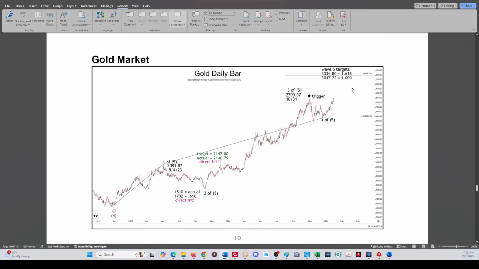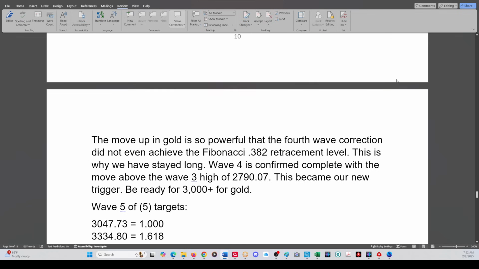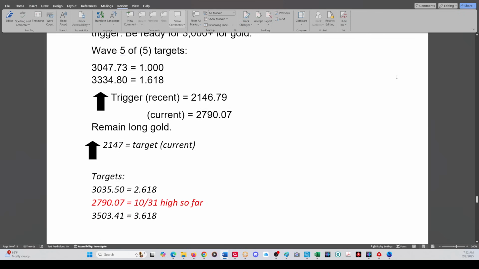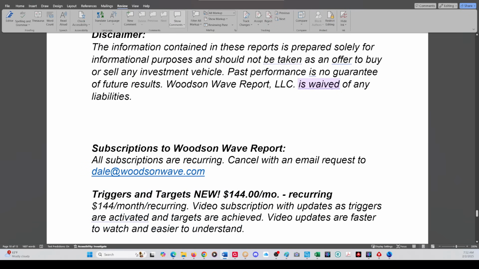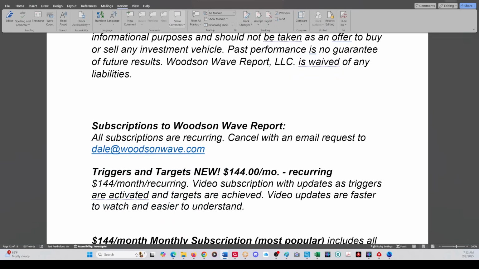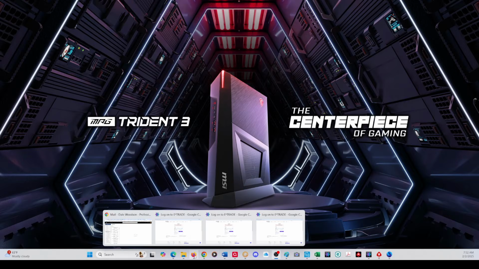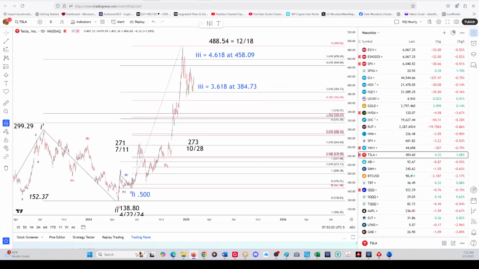There's a target. Here comes 3,000 gold over 3,000. Okay, as long as this wave 4 low holds, this wave 3 up has been broken to the upside. There's our wave 5 targets in gold. Okay, and I think we have that in verbiage there. We have all of our triggers and targets there going back over time. Okay, let's get into the actual charts if we can.